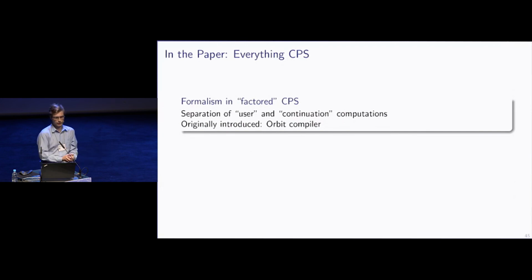What I also haven't talked about is the whole CPS part of 3 CPS, and that's also in the paper. We have this formalism in something called factored CPS, where user things are user things, like lists and arrays, and continuation things are their own thing. And this was originally introduced in the Orbit compiler.